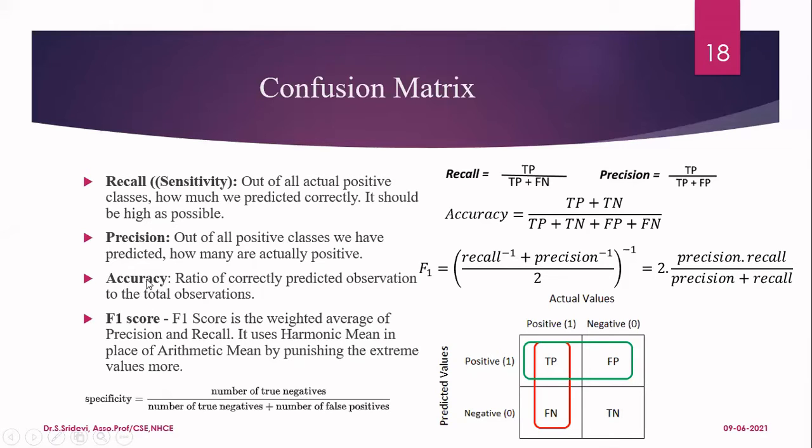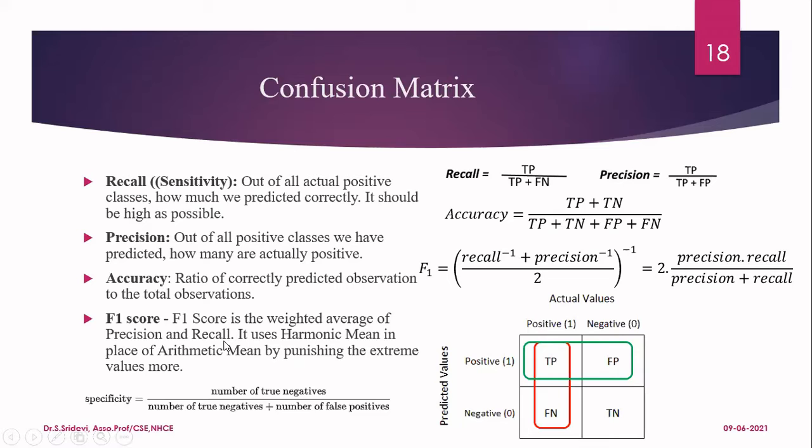And the third term is accuracy. Accuracy is the ratio of correctly predicted observations to the total observations. What is the total observation? If you consider this matrix, it has 4 entries: TP, FP, FN, and TN. You add everything, and that is the total observation. In that, how many have you predicted correctly? Whichever are true, those you have predicted correctly. So TP and TN. We can write that accuracy is TP plus TN divided by TP plus TN plus FP plus FN.